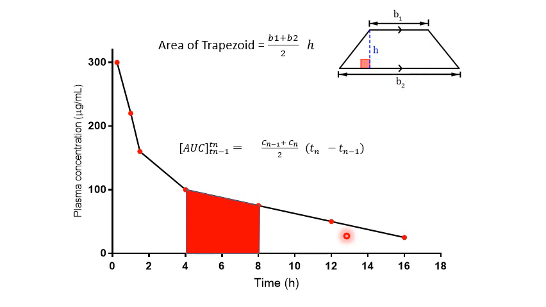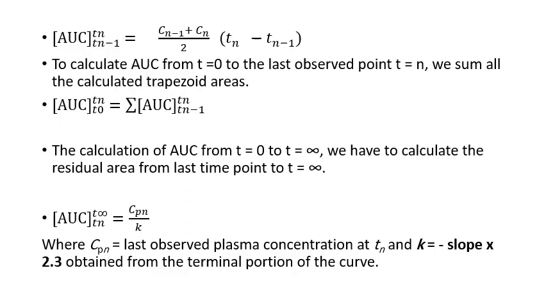Then, by collecting the summation of the trapezoidal areas for all of the points that we got, we can get the area under the curve from time 0. It's not from time 0, by the way, since we didn't consider the initial plasma concentration at time 0, but from the time of the first point until the time of the last seen point. So the equation will appear as this.